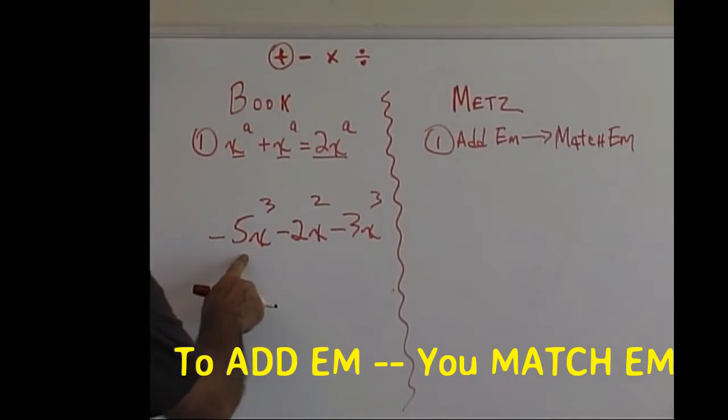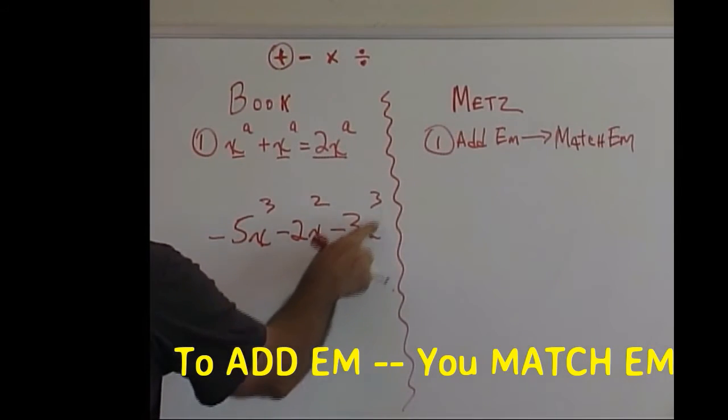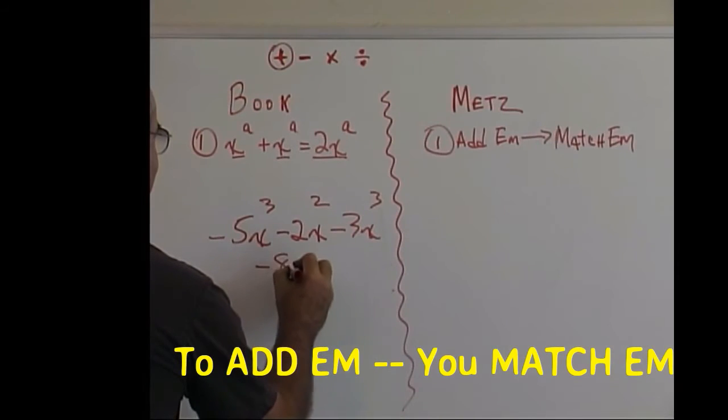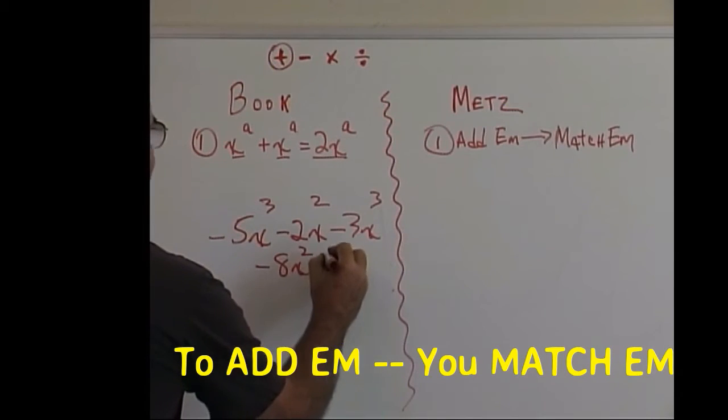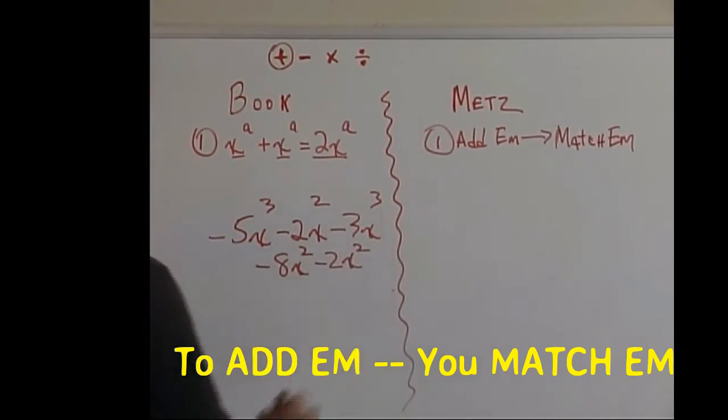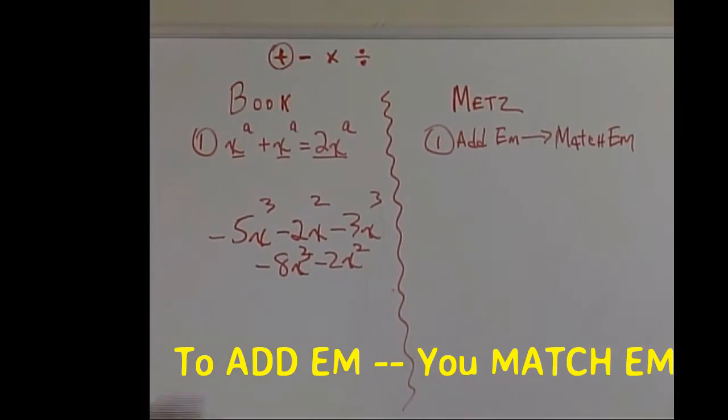Let's see. I got the negative 5x cubed and a negative 3x cubed, which gives me a negative 8x cubed, and then I just keep the negative 2x squared. Done. This is a cube. Alright, simplify. Can't go any further because addition is a bigot.